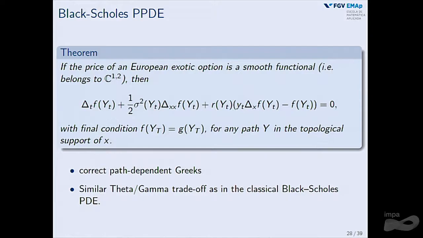And the nice thing here is not to look at this and say, oh, it's just the same. No, this gives the correct path-dependent Greeks, and that's important. So the correct Greeks, in the functional sense, are delta t, delta x and delta xx. These are the correct notions of delta hedging, of gamma and theta, okay? So it's exactly the same as before, but with different meanings. The trade-off is the same between those quantities, but those quantities changed, okay?